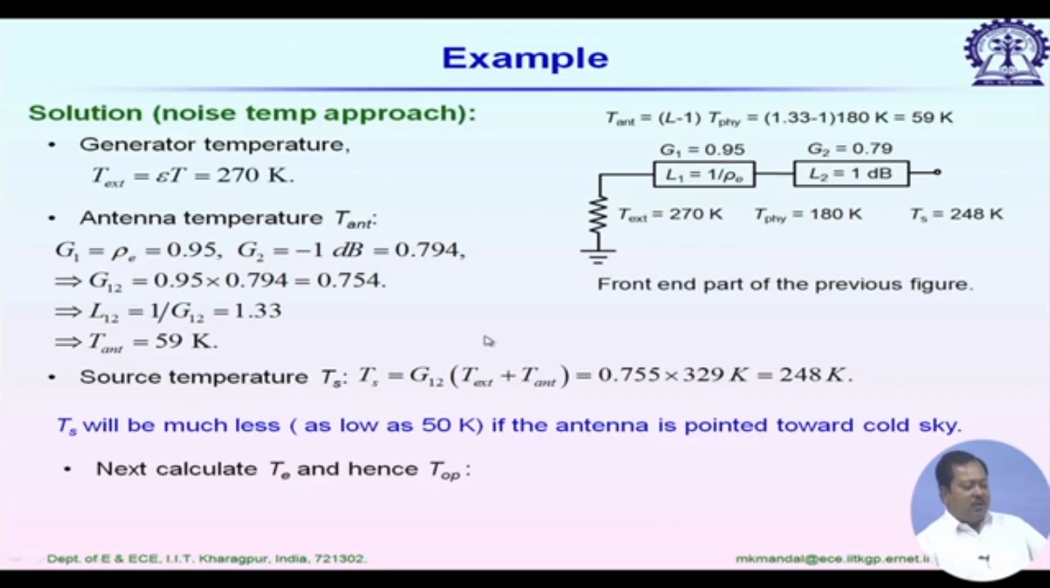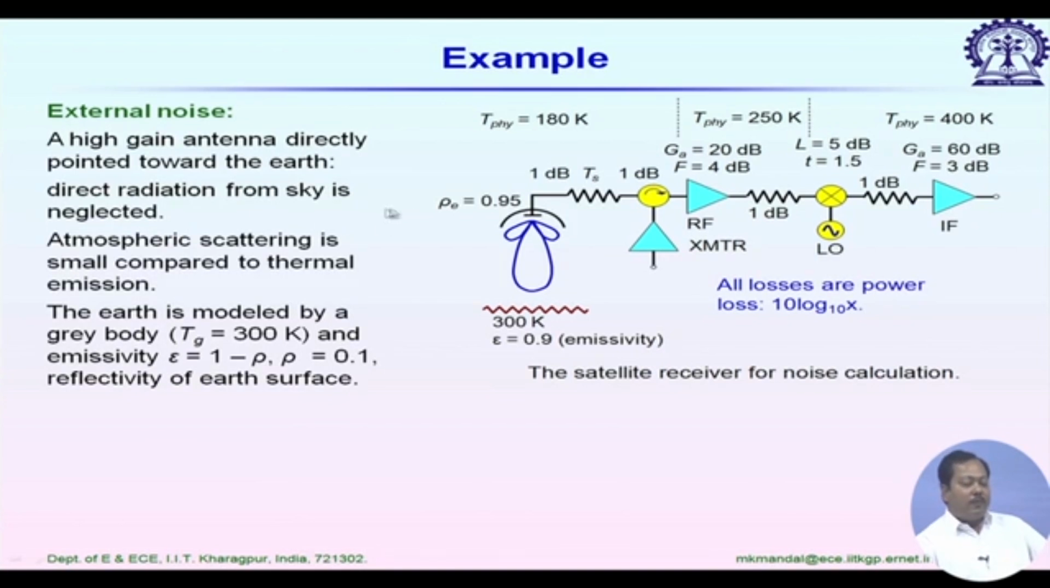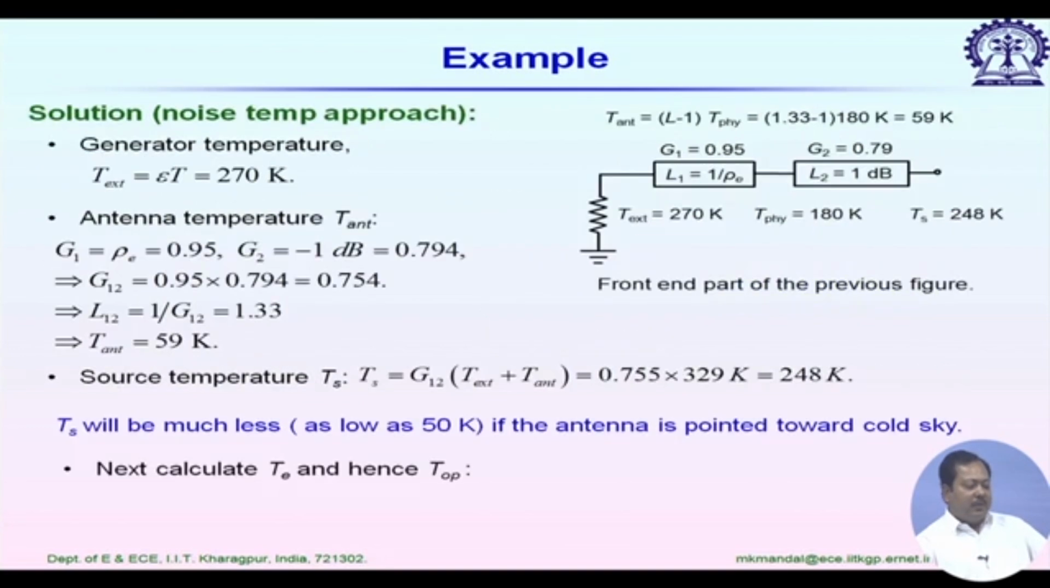Here we did not consider any direct contribution of sunlight. Actually, the sky is very cold. If you point your antenna towards earth, it will receive more power compared to if you just point your antenna to the cold sky. So cold sky temperature is typically very low. Equivalent noise temperature is 50 Kelvin. So the source part calculation is over.